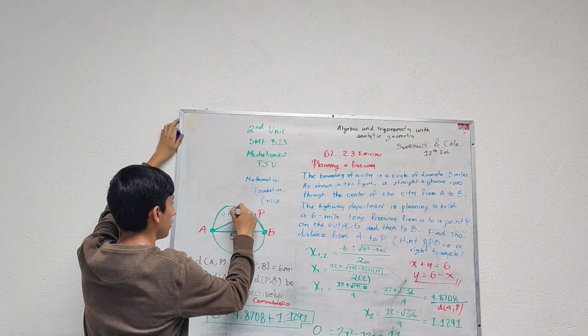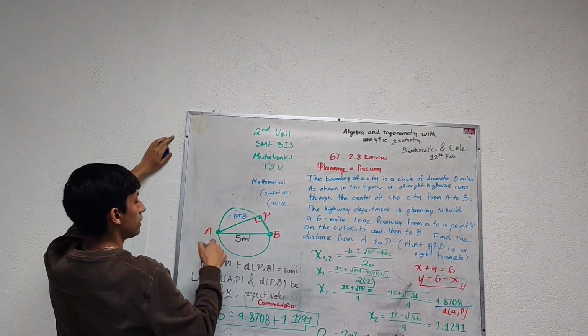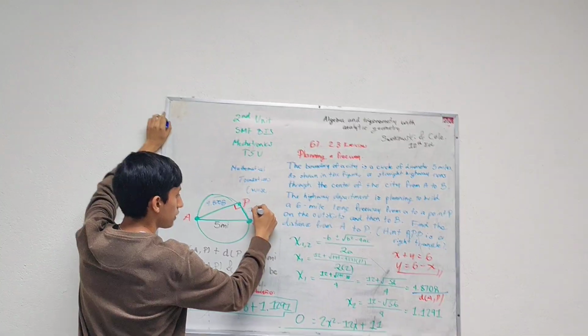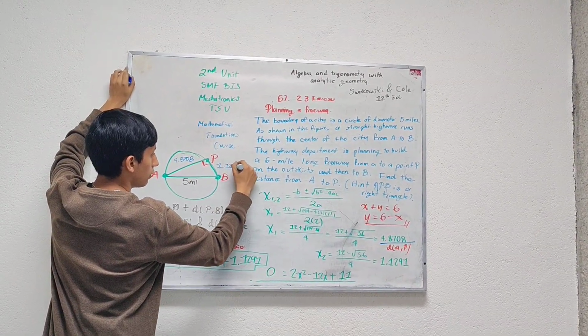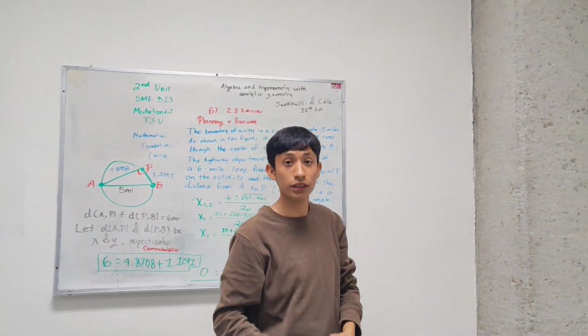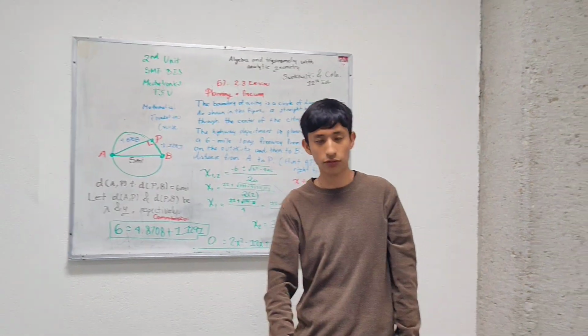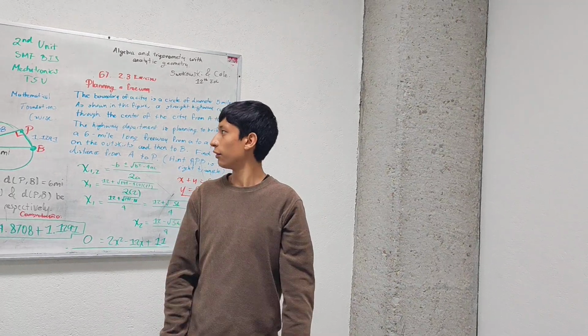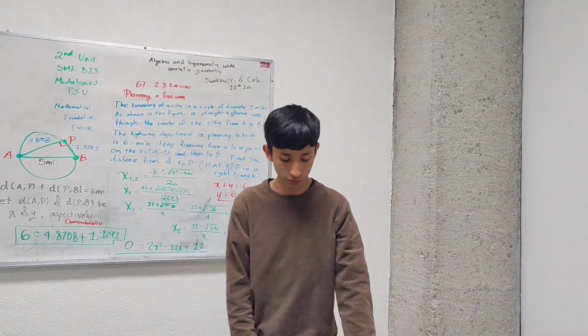And the last part, I'm only going to write that right here. This is the distance, and the other distance is going to be 1.1291. So, that was my second unit exam for the course Mathematical Foundations for Mechatronics TSU on the utility.